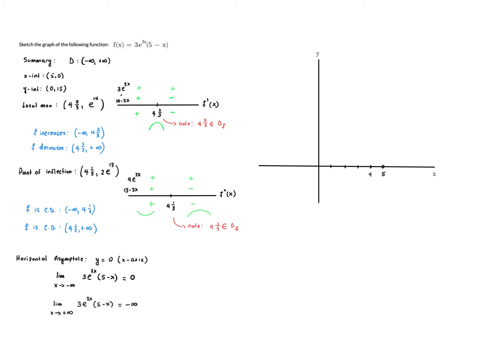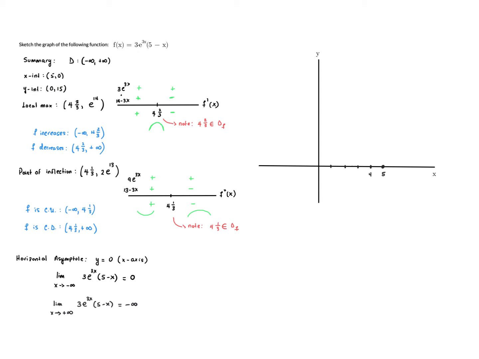And then at 4, no, let's plot the y-intercept. I mean, look at this. One of the y values is e to the 14. Huge value. We know how rapidly exponential functions grow. So 15 is minuscule.